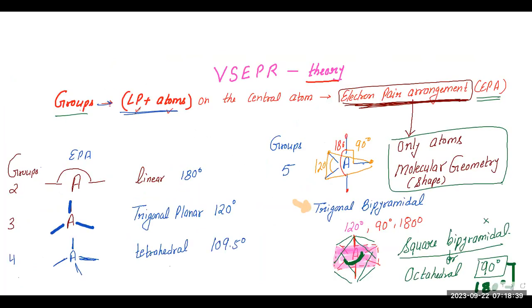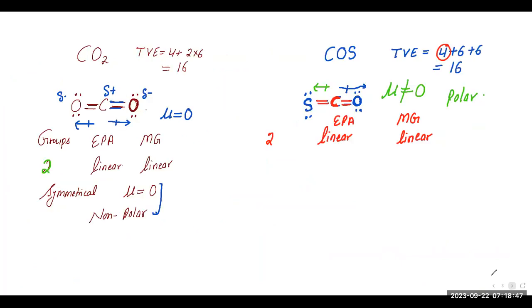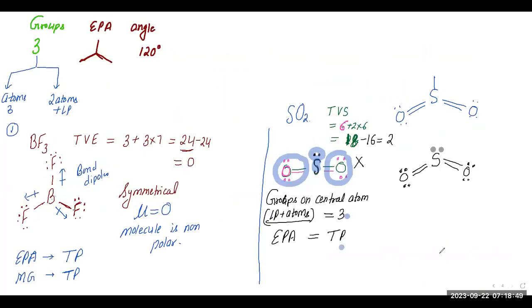Groups: lone pairs plus atoms on the central atom, right? Children, if you have these kinds of doubts, please stop me and ask, because if you are struggling here with the lone pairs and atoms, then you won't be able to understand anything. So those who are having any doubt anywhere, you can stop. It's going to help you. But now lone pairs are not going to make a bond. These lone pairs are here. They are not making a bond because there is no other atom.